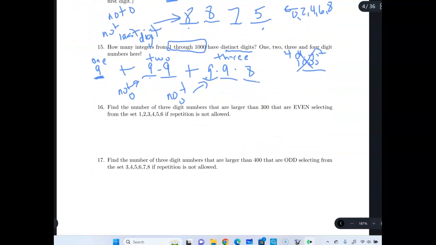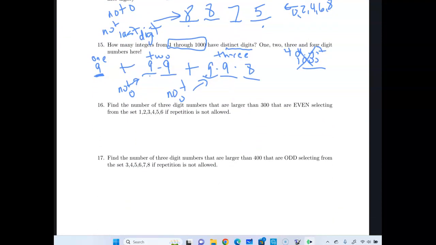Okay, so this is kind of a different one. So I want 3-digit integers larger than 300 that are even. Okay, so repetition is not allowed. So let's look at what we've got here. So we might have to do more than one case, I think.